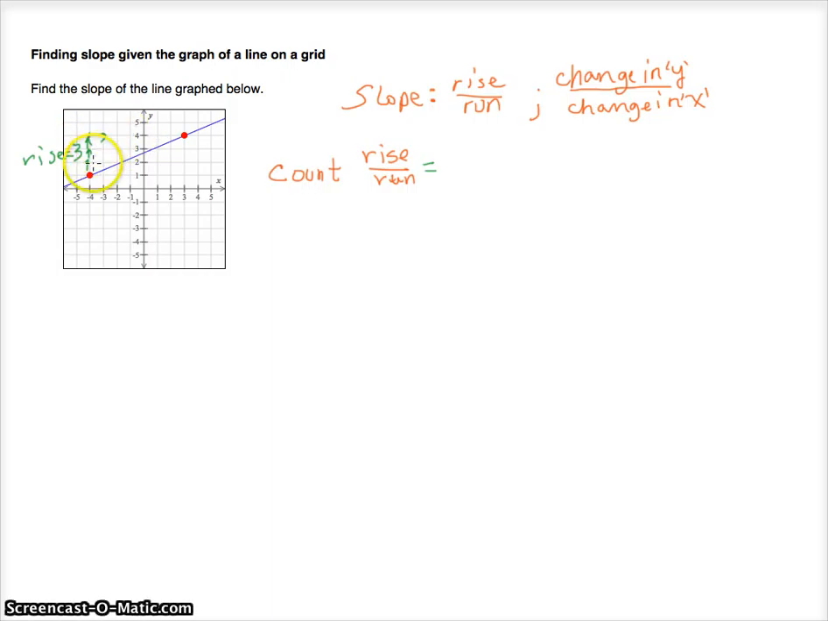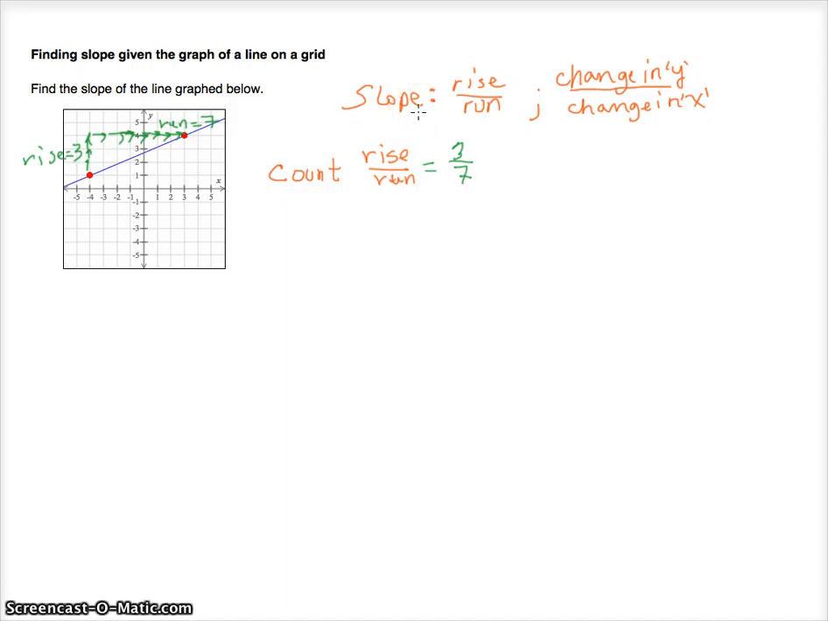So we're going to count from this point here over to where that x is. So we're going to count over 1, 2, 3, 4, 5, 6, 7. So our run is 7. So to put my slope together, I'm going to put the rise, which was 3, over the run, which is 7. And so that's how you count the rise over the run.